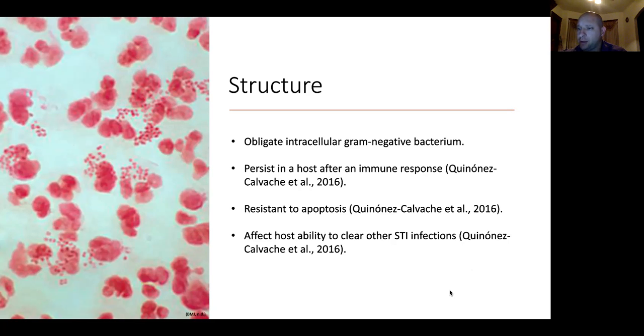Okay, so let us talk about the structure. Again, it's an obligate intracellular gram-negative bacterium able to infect ocular and genital tissue, as we have discussed. Because this is an obligate intracellular organism, the pathogen is able to persist in the host after an immune response. This means that chronic disease can manifest, causing damage to tissues, resistance to apoptosis, and affecting the host's ability to clear other STI infections. So it could cause many problems, as we can see.